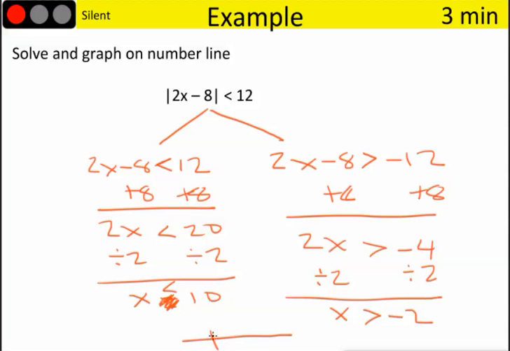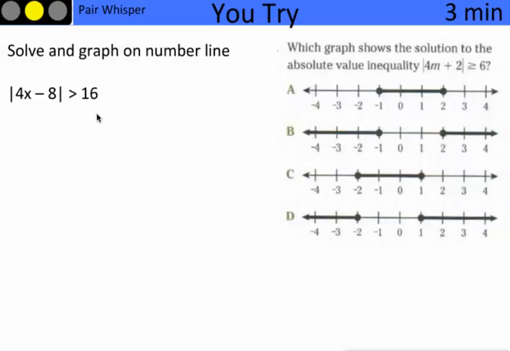So on a number line, we have negative 2 and 10. X could be less than 10 or greater than negative 2, so it's right there in the middle. Try out these two on your own. Pause the video.